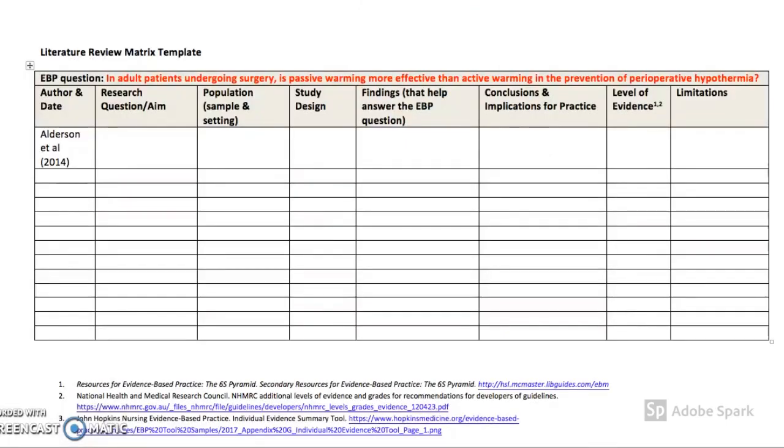Now I have clearly identified the first article to be included in my matrix, I will look at the second column. The second column asks me to consider the research question or aim for each paper or article. At this point, it is helpful to consider if the aim or question of the article is similar to your evidence-based practice question and therefore should be included.